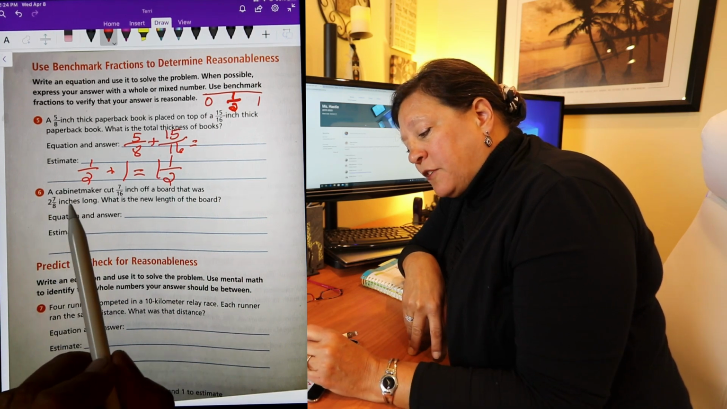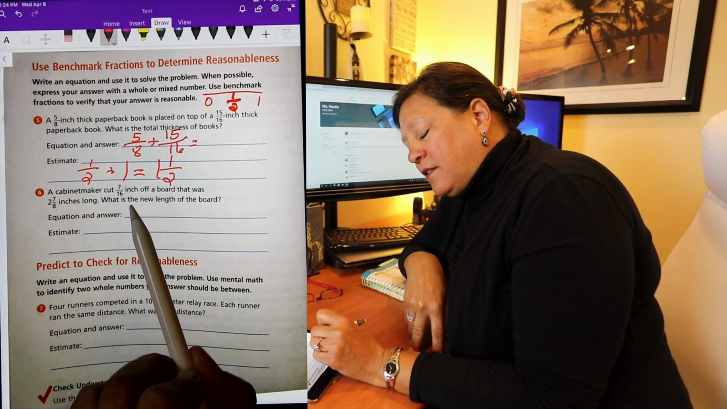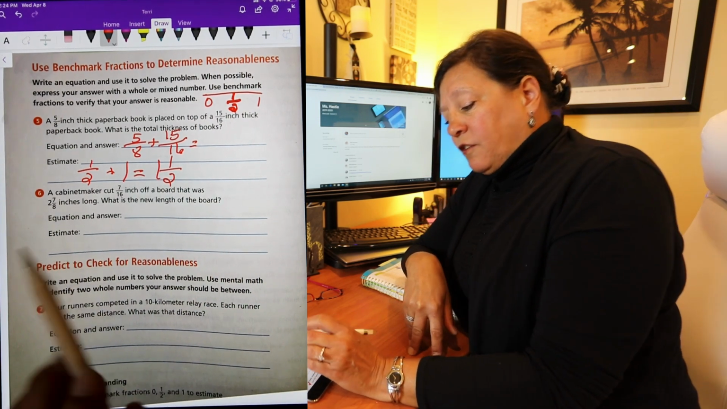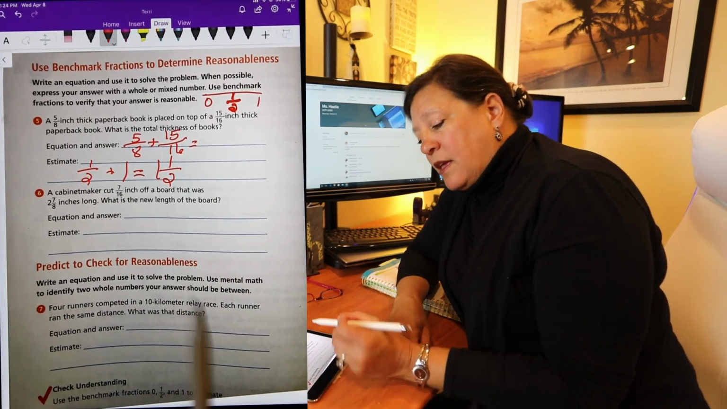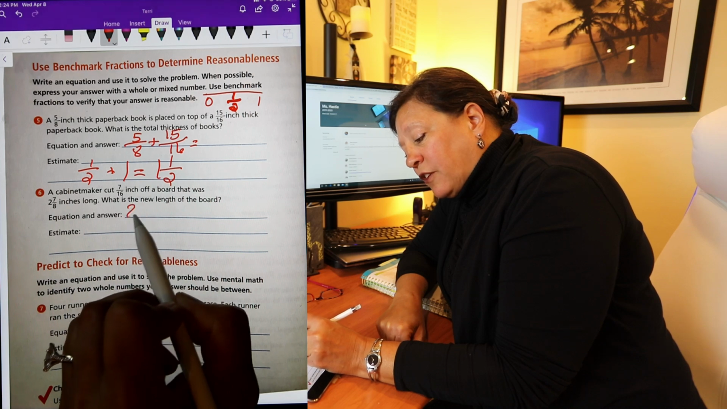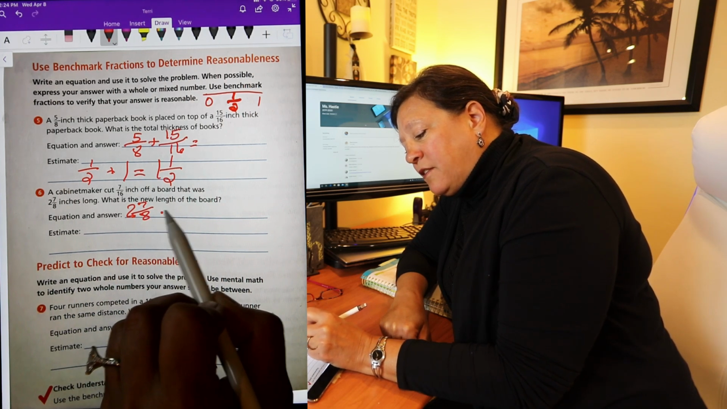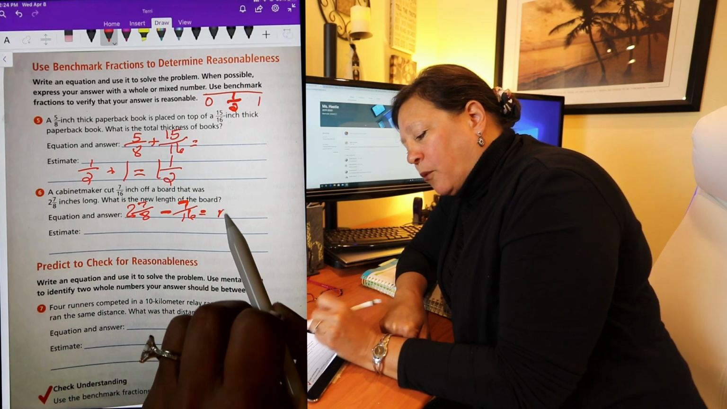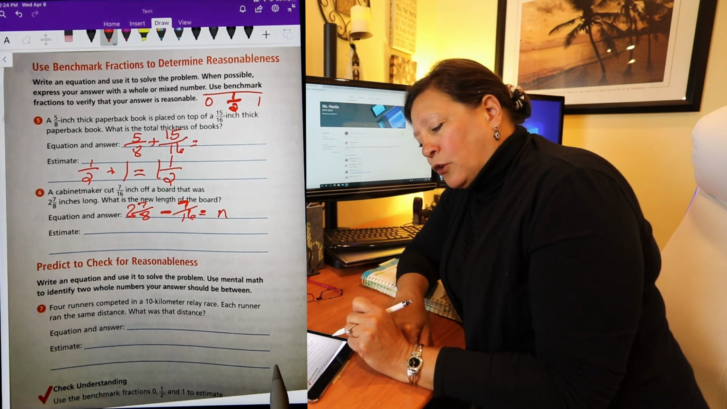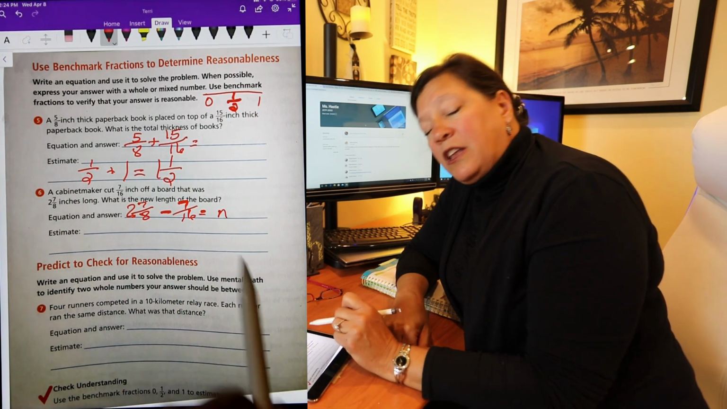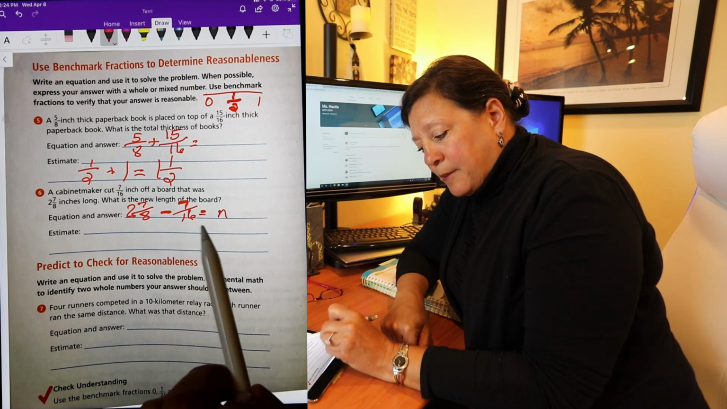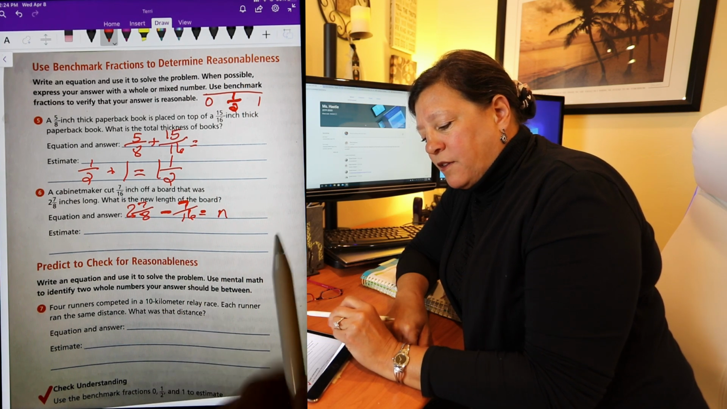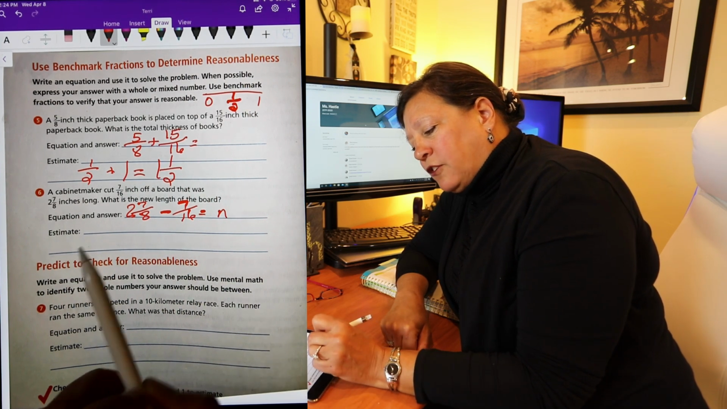Number 6, a cabinet maker cut 7/16 inch off of a board that was 2 7/8 inches long. What is the new length of the board? Well, we know what the board was originally, and if he cut it off, that means he's subtracting. And then what is the new length of the board? We'll label that N for new length. So you're going to get your answer there, but again, get a common denominator for your 8 and 16. You have a whole number of 2, and the second number doesn't have a whole number.